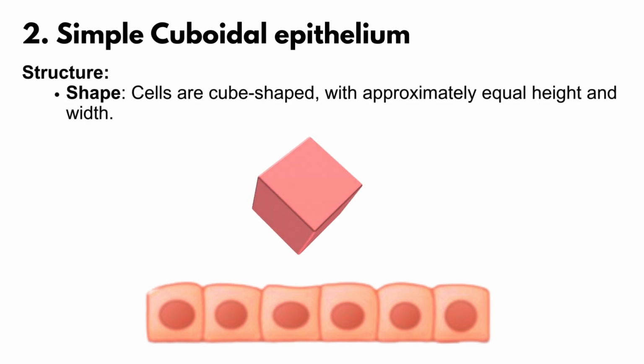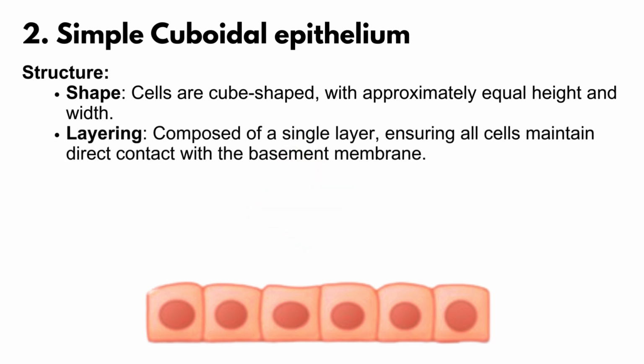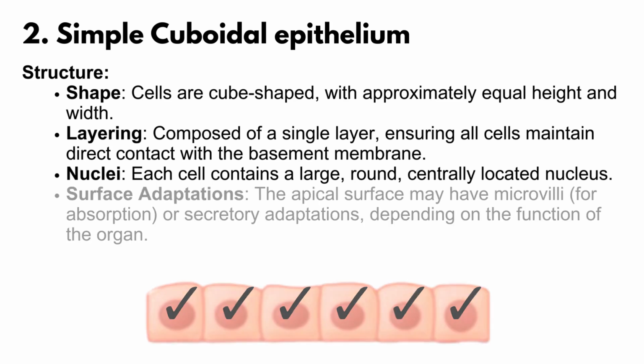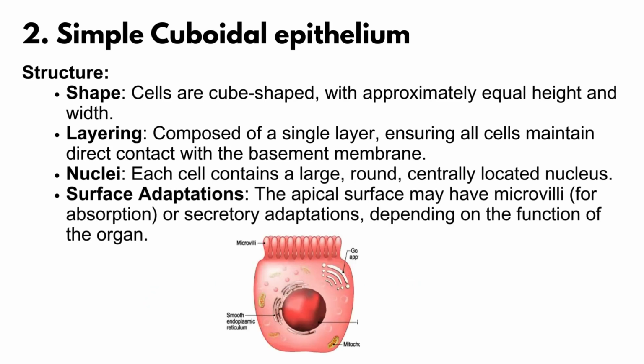Structure. Simple cuboidal epithelium consists of cube-shaped cells with approximately equal height and width. It is composed of a single layer, ensuring all cells maintain direct contact with the basement membrane. Each cell contains a large, round, centrally located nucleus. The apical surface may have microvilli for absorption or secretory adaptations depending on the organ's function.